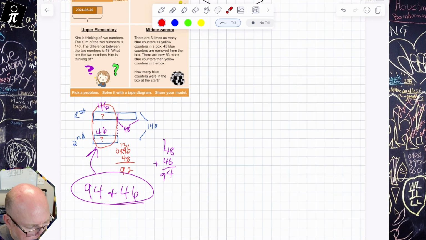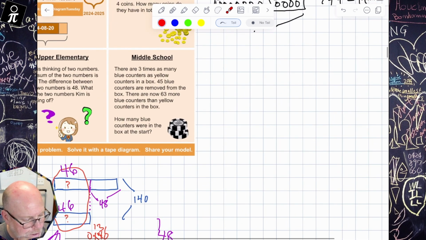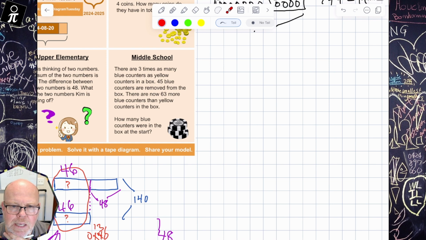All right. Our middle school problem. There are 3 times as many blue counters as yellow counters in a box. 45 blue counters are removed from the box. There's now 63 more blue counters than yellow counters in the box. So there's 3 times as many blues as yellows. We lose 45 blues, and there's still 63 more blues than yellow. So how many blues were at the start?